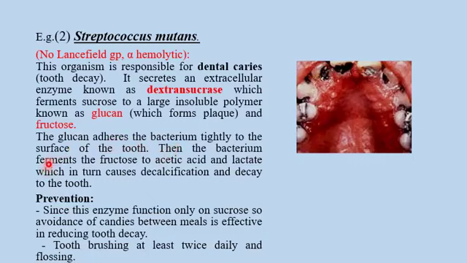Then the bacterium ferments the fructose, again forming acetic acid and lactate, and this in turn causes decalcification, and the tooth enamel begins to lose its calcium and decay, leading to dental caries, as you see in the picture. The black color is due to the decay of the tooth. As prevention, since this enzyme functions only on sucrose, avoidance of candies or any sugary substances between meals is effective in reducing tooth decay. Meaning we shouldn't eat sugary things between meals and then not wash our teeth, as this may lead to tooth decay. It's advisable of course to do tooth brushing at least twice daily.